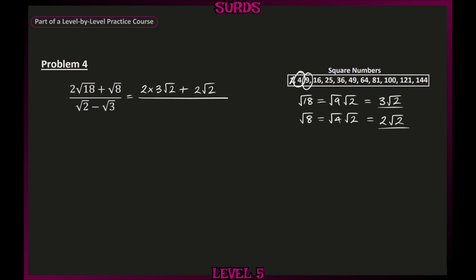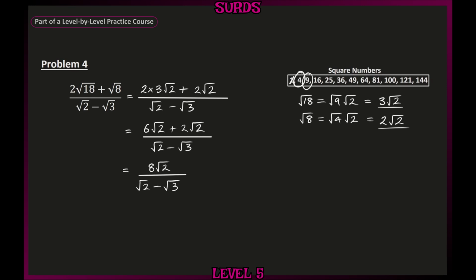And we can see at this stage that our numerator is going to simplify nicely. So starting with 2 times 3 root 2, this just becomes 6 root 2, and we have another plus 2 root 2 afterwards, and our denominator for the time being can't be changed. Now on our numerator, 6 root 2 plus 2 root 2 just gives us 8 root 2. So we have 8 root 2 divided by root 2 minus root 3. And now that our numerator has been completely simplified, we can rationalise.